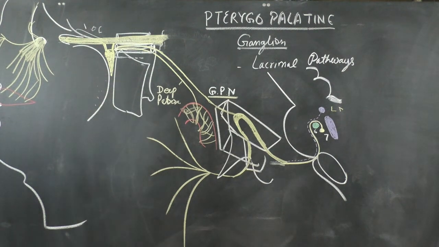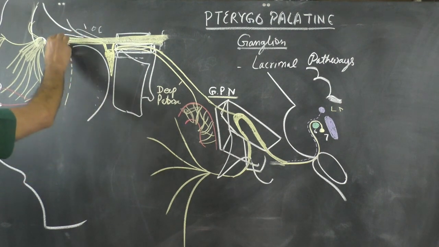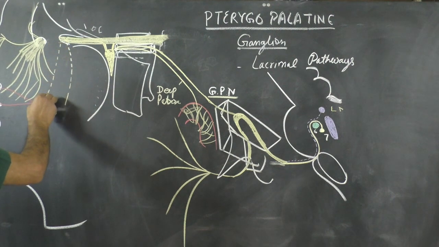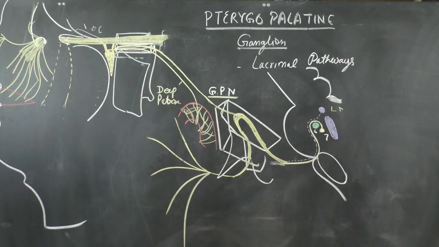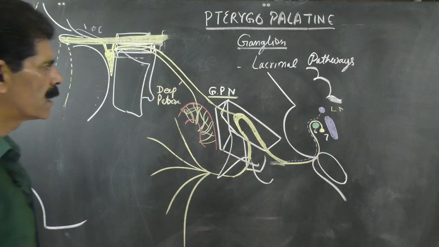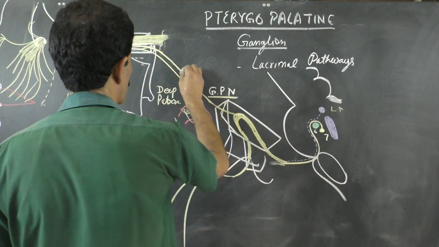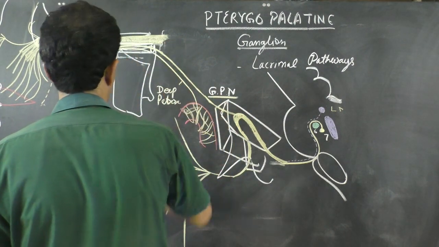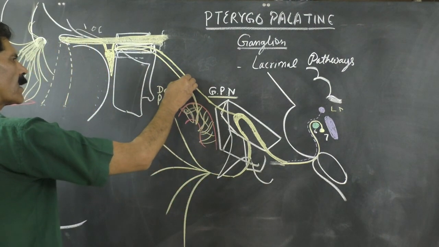And through this maxillary nerve, these postganglionic parasympathetic fibers accompany the branches of the maxillary nerve, that is the anterior and the middle superior alveolar nerves, and they supply the alveolus. And these postganglionic fibers at the greater petrosal nerve, they enter it. The sympathetic fibers are already postganglionic, coming from the superior cervical ganglion.